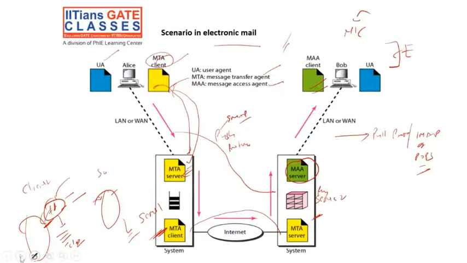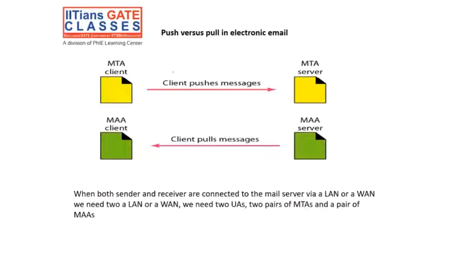So same thing for push, here MTA client to MTA server. For pull, here from MA server to MA. This is message access agent, message access agent, message transfer agent. Just a name. That's it.